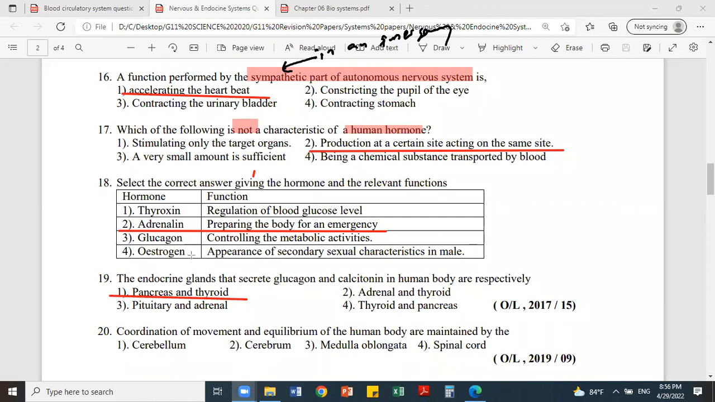Coordination of the movement and the equilibrium of the body is maintained by, yeah, that is the 2019 O Level 9th MCQ. What is the best answer out of this 20th one? Coordination and equilibrium of the human body. I'll ask the answer from Chamuti, Tirani, Donita, Sadaham. Cerebellum. Yeah, very good answer, cerebellum.